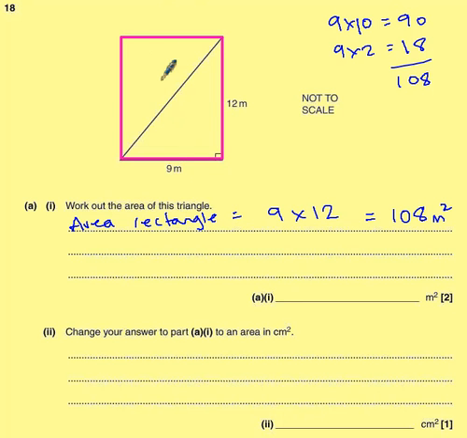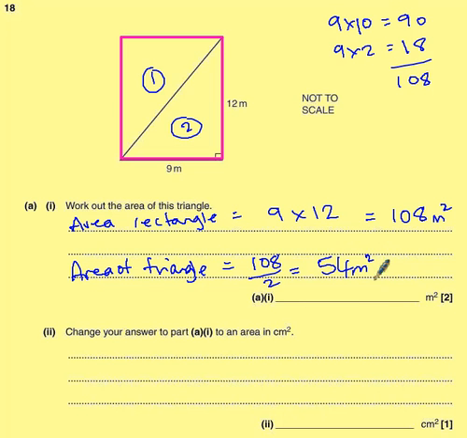But we can see we've got 2 triangles, 2 equal triangles, 2 congruent triangles, in fact, inside that rectangle. So to find the area of the triangle, we need to divide the rectangle by 2. So 108 divided by 2 is 54 metres squared. Part 2 says change your answer to part A, number 1, to an area in centimetres squared.